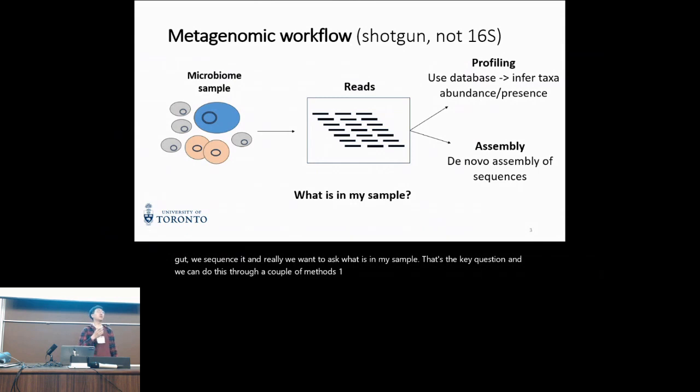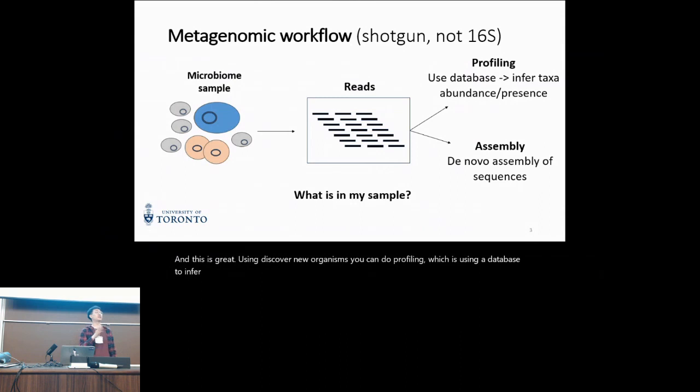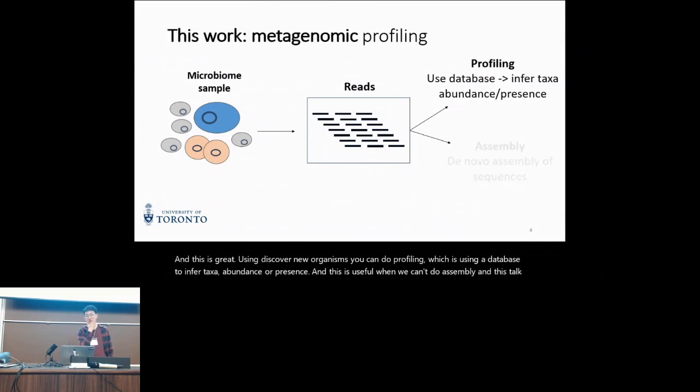One is assembly, so you can de novo assemble the sequences, and this is great because you can discover new organisms. You can do profiling, which is using a database to infer taxa abundance or presence. And this is useful when we can't do assembly. And in this talk, I'll be focusing primarily on profiling, which is the database approach.